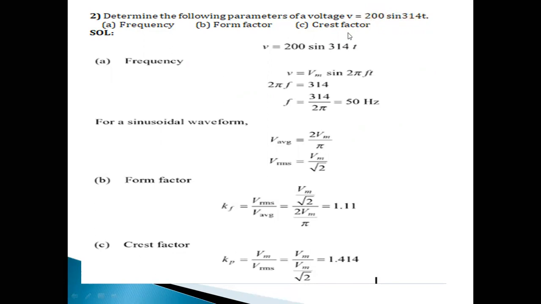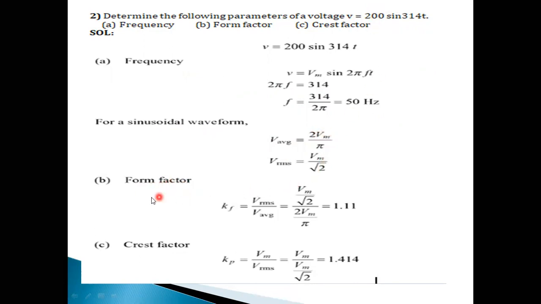From that, can you calculate frequency? Omega equal to 2 pi f, so f is 314 by 2 pi. We get the value of frequency. For a sinusoidal waveform, the average value here is 2 Vm by pi. I know this Vm value here is 200 now. Substitute, we get the values.